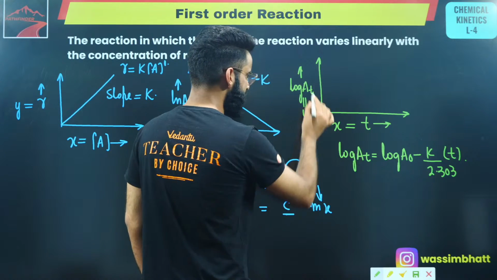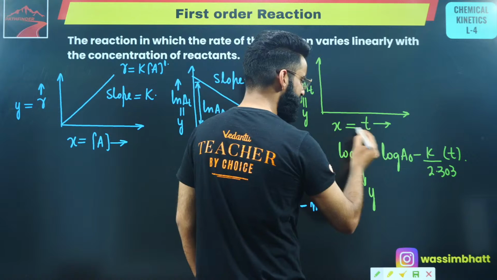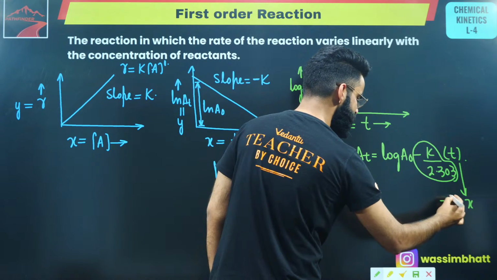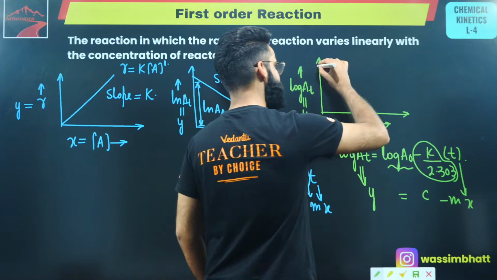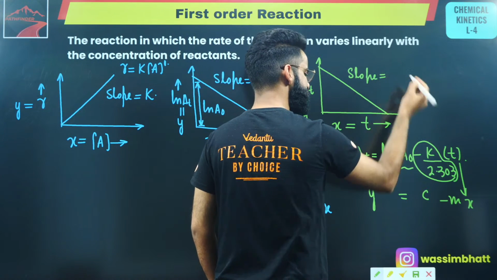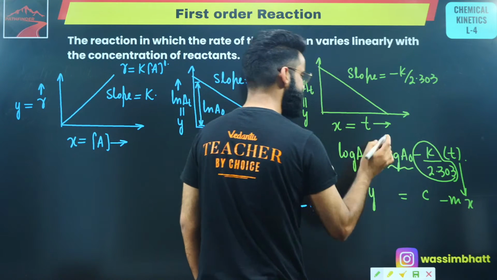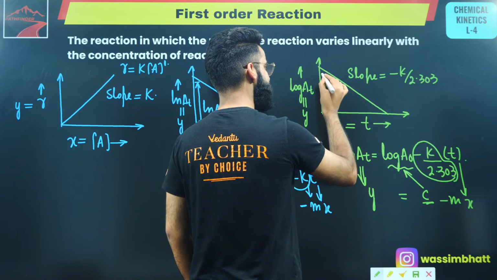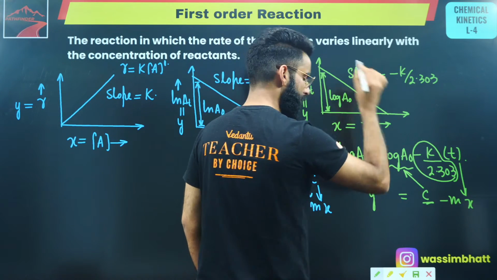Along the y-axis, I'm plotting log of At. So instead of log of At, I'm going to write y over here. Instead of t, I need to write x. So this whole term becomes your slope, which is minus m right here, and this term I'll be calling intercept c. y is equal to minus mx plus c, again a straight line with a negative slope, and the slope of this curve over here is simply equal to minus k divided by 2.303. What about the intercept? Intercept is denoted by c, and the c value over here is log of A naught, right? So this is what I call the intercept, and the intercept is right now log of A naught.